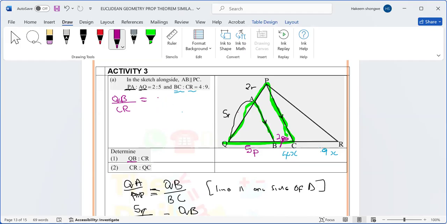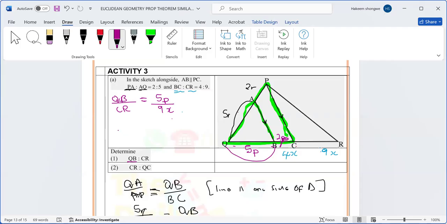If you check here, what is QB over CR? QB is 5P. CR is unknown. Look at CR. It's 9x. Now you have a situation whereby you are dealing with P and X. How do we reconcile those two then?